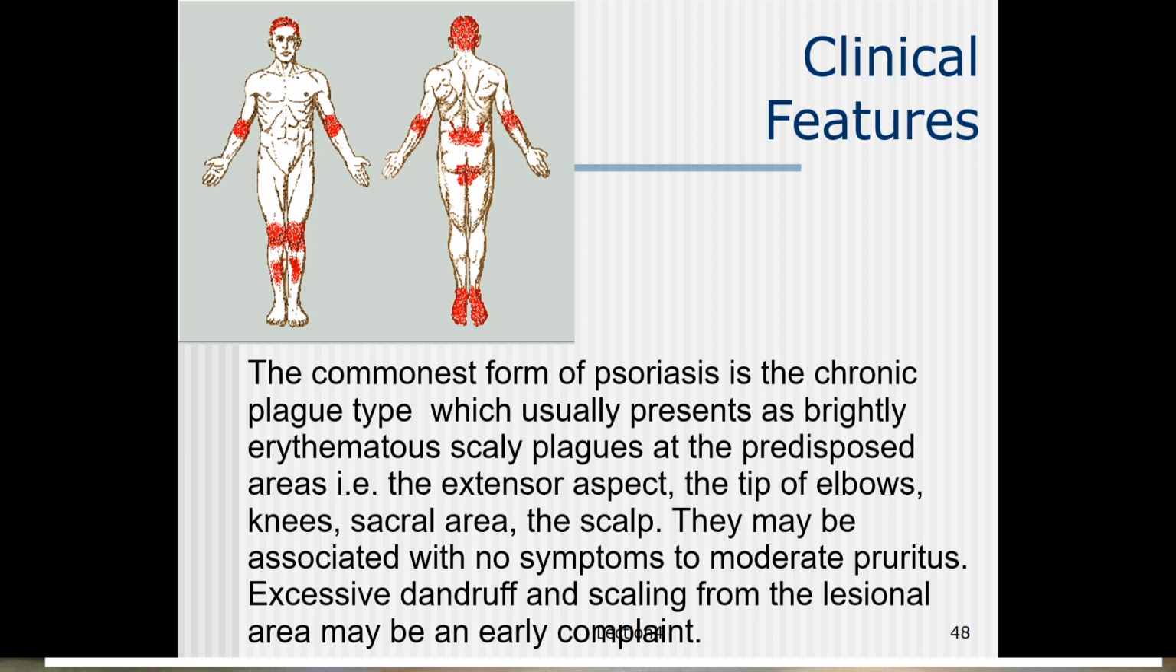Clinical features of psoriasis. The commonest form of psoriasis is the chronic plaque type, which usually presents as brightly erythematous scaly plaques at the predisposed areas: the extensor aspects, the tips of elbows, knees, sacral area, the scalp.